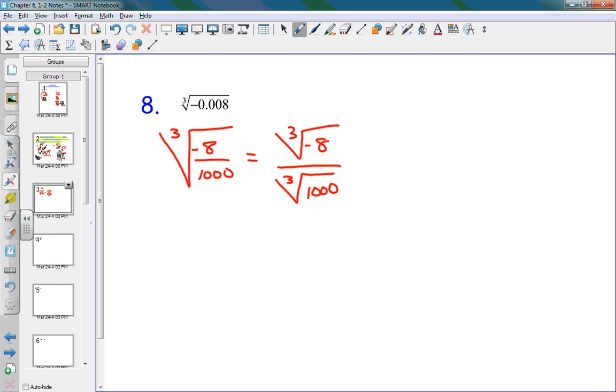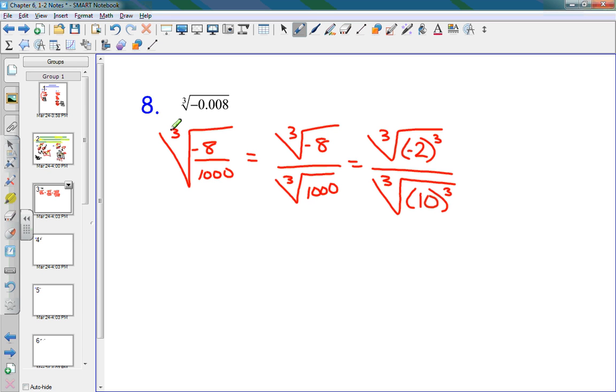Now, what number multiplied by itself 3 times gives you negative 8? Careful. Negative 2. Do we understand that? Now, I'm going to rewrite this so that you can see this clearly. Parentheses negative 2 cubed over parentheses, what number multiplied by itself 3 times is 1,000? 10. What happens to the power of 3 and the root 3 in the numerator? What happens to the power of 3 and underneath the root of 3? Those cancel out and I'm left with negative 2.